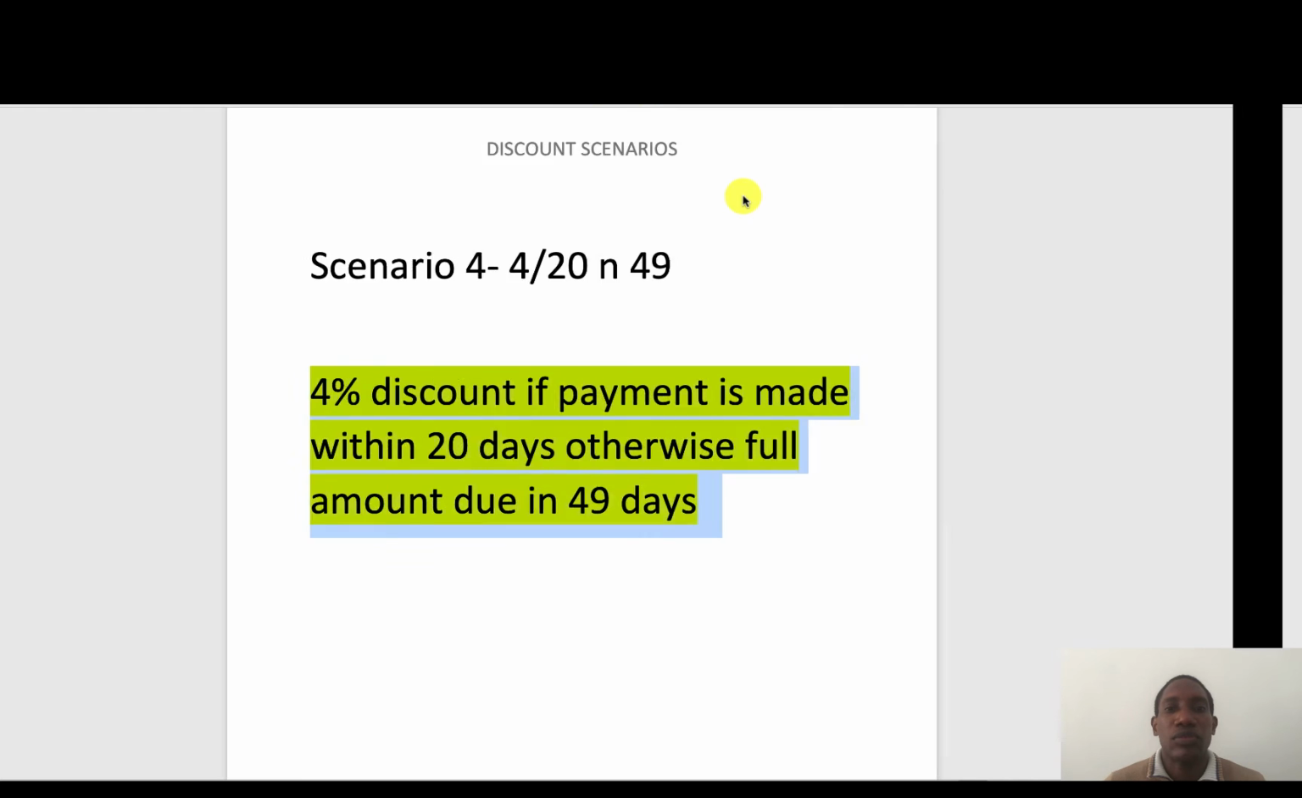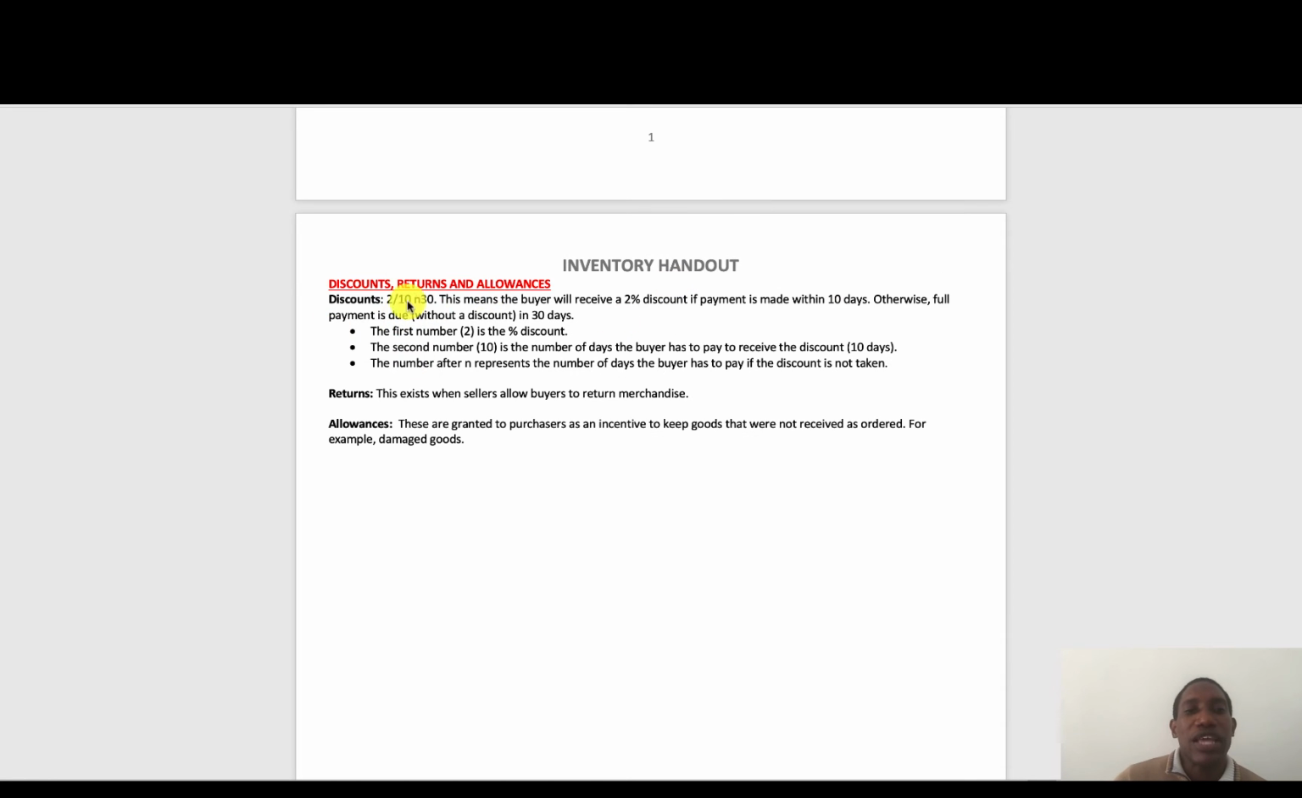Okay, so that's the discount, right? So again, 2, 10, and 30. This means that when a sale is made, you get a 2% discount if you pay within 10 days. Otherwise, the full amount is due within 30 days. So what that means is if I buy something, if I pay within 10 days, I get a 2% discount. And a 2% discount may not seem like a lot, but if you're buying millions and hundreds of millions of dollars worth of stuff from a customer or a vendor, then 2% discount actually turns out to be quite a bit, right?